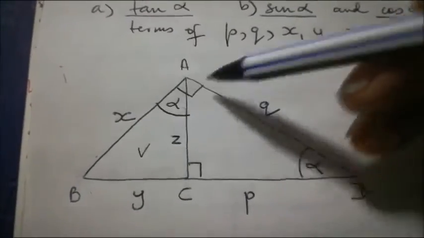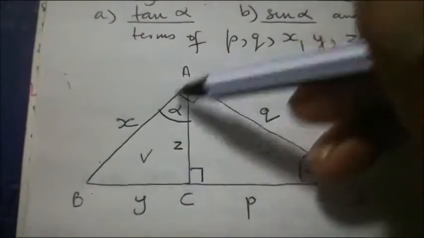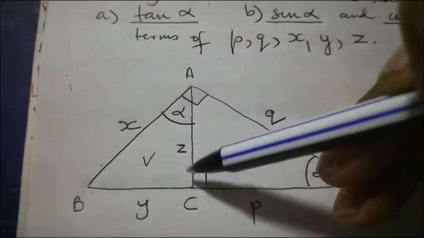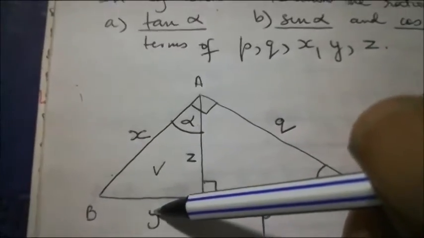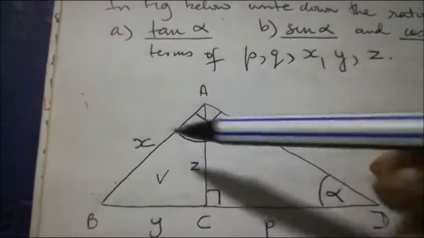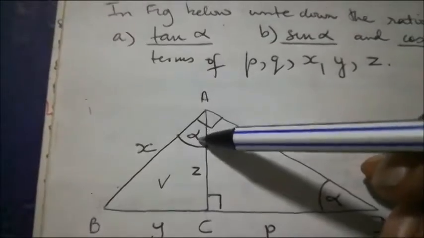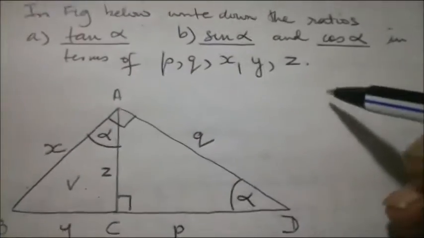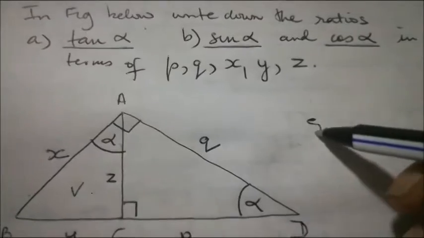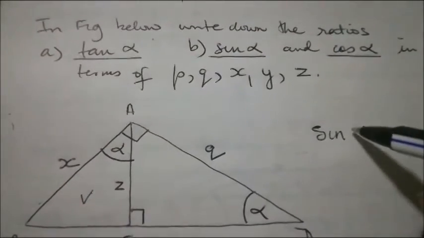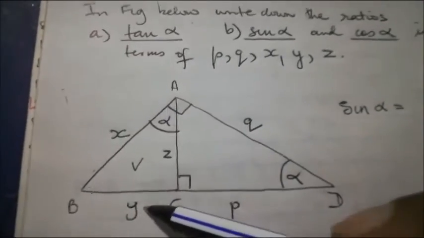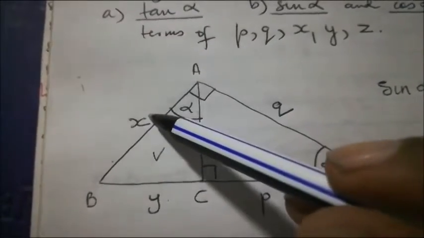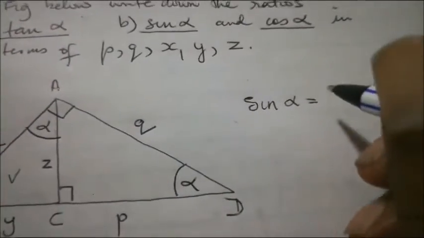Just imagine that we can actually see the position of this triangle. This will be the opposite, this will be the hypotenuse, and this will be the adjacent for this alpha. So let's begin. We're going to work with sine alpha first. Sine is opposite over hypotenuse. That means we're going to get y over x.